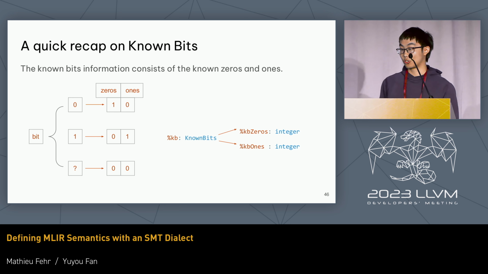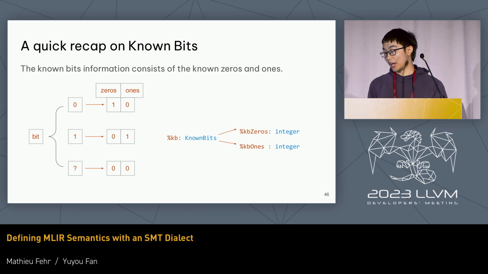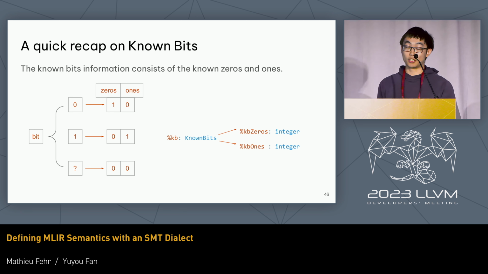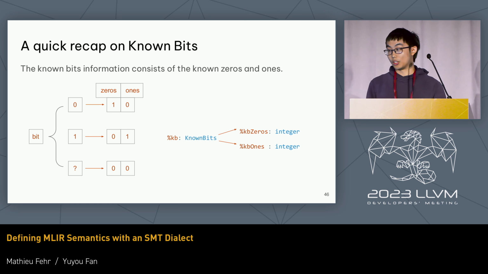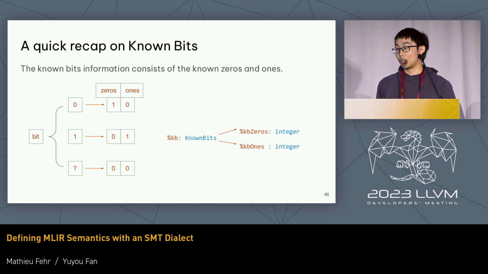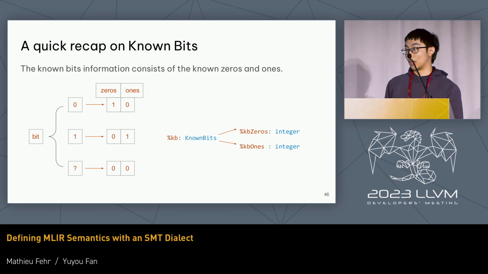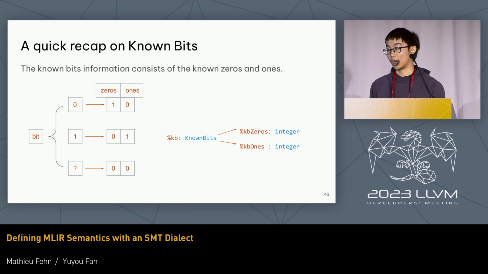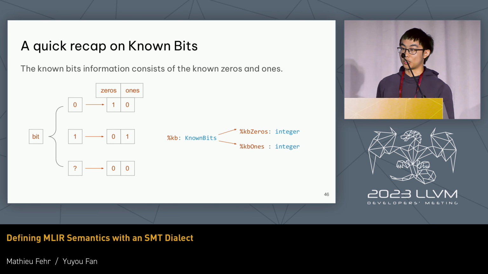Basically, we encode it as two integers, known 0 and known 1. If that bit is 0, we set the corresponding bit in known 0 to 1. If that bit is 1, we set the corresponding bit in known 1 to 1. And if that bit is unknown, both corresponding bits in known 0 and known 1 are zeros. Now, we already know how to represent the known bits information.